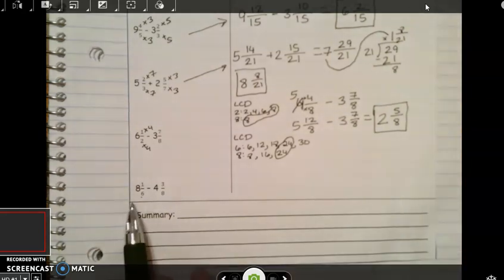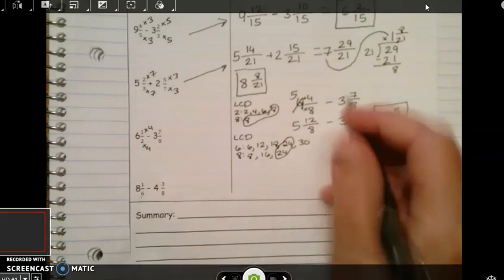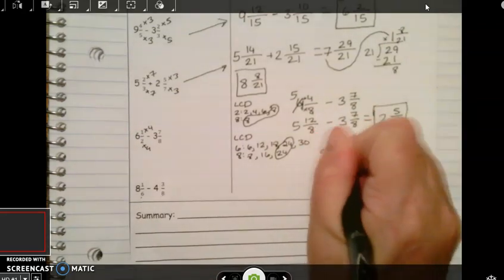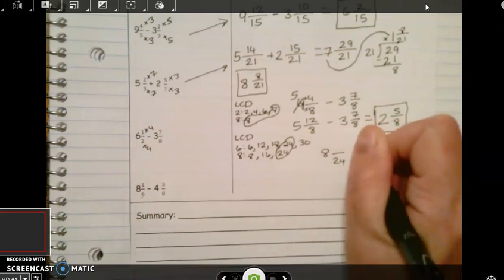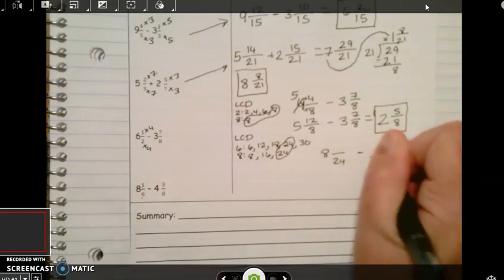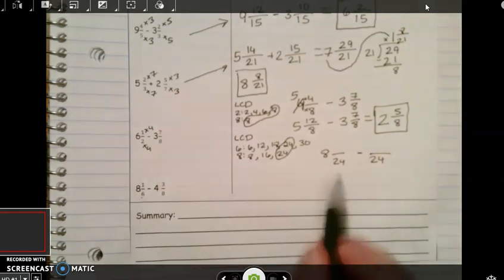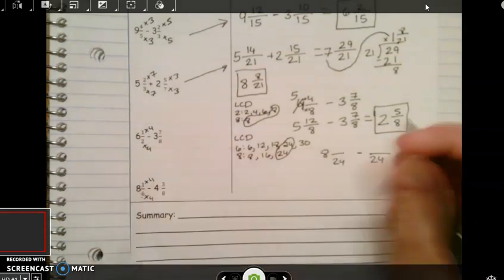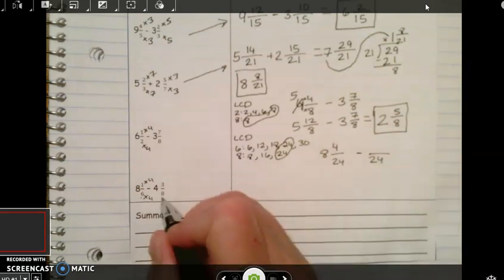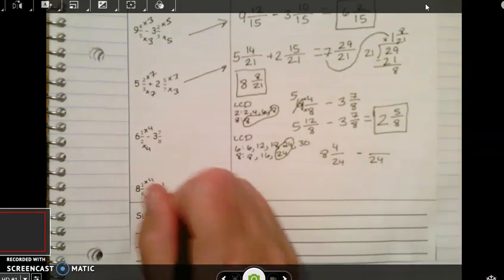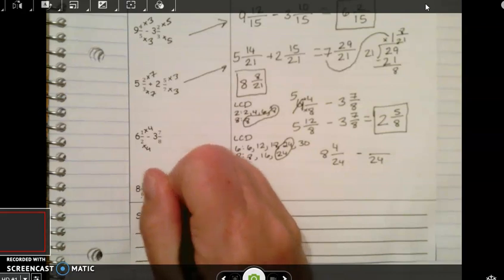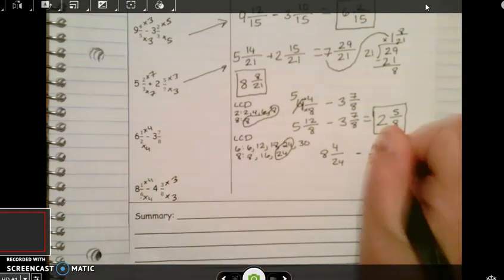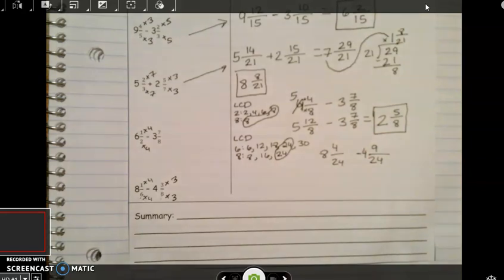So what I'm going to do is use 24. That's my denominator. Both of these are going to change. So I'm going to say 8, 24, another minus 24. So 6 times what is 24? 6 times 4. So I have to do that here. 1 times 4 is 4. 8 times what is 24? 8 times 3, right? So that's 9. Keep my whole number there.